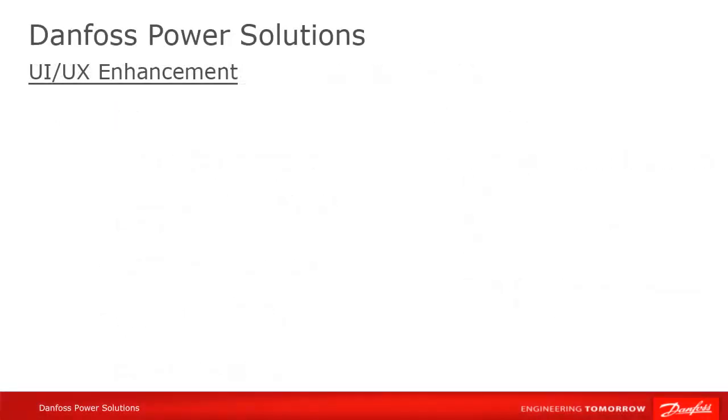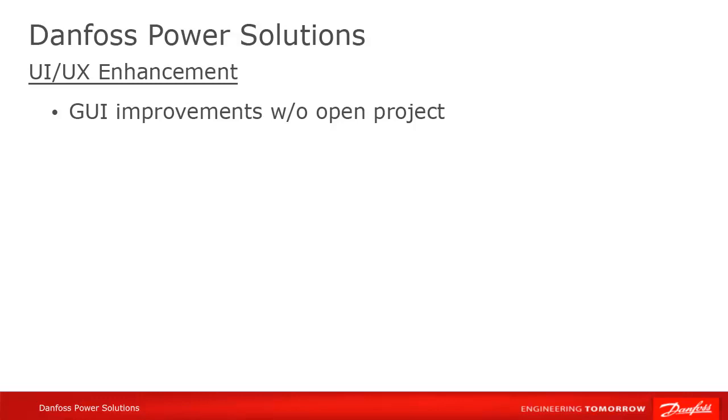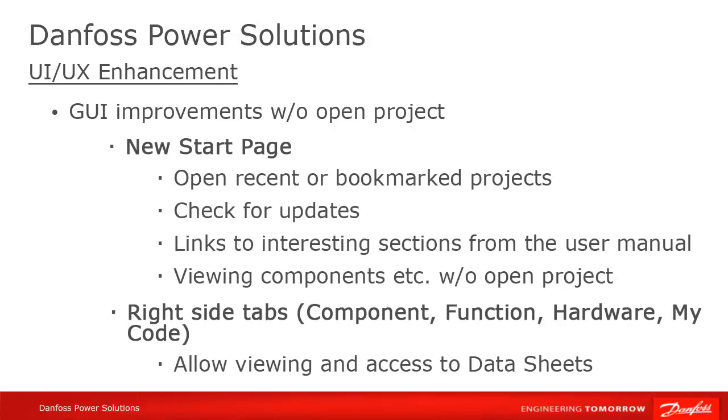The first UI UX enhancements refer to graphical user interface improvements without an open project. A new start page has been added, offers clickable links, and will be shown when no project is open. The right side tabs like component, function, hardware, and my code allow viewing and access to datasheets. This is how the start page looks when no project is open.